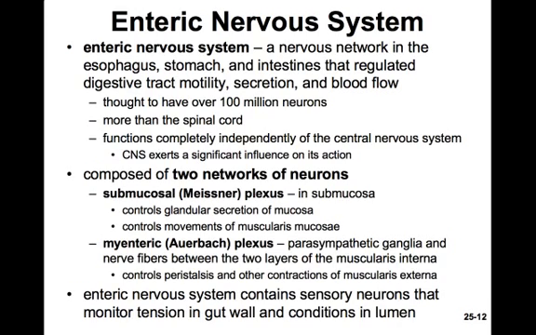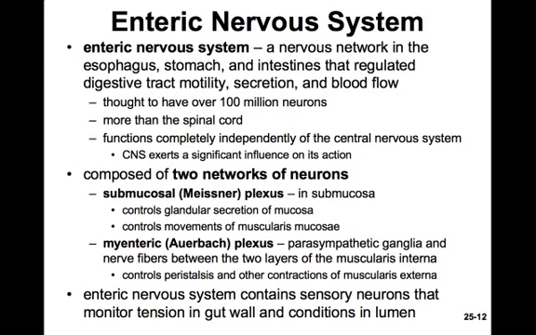And as I said, it can function completely independently of the central nervous system, although it does send sensory information to the central nervous system, and the central nervous system can exert an influence on its action. Without any central nervous system input, it would still manage to function properly. The enteric nervous system is composed of two different networks of neurons. There's the submucosal plexus and the myenteric plexus.